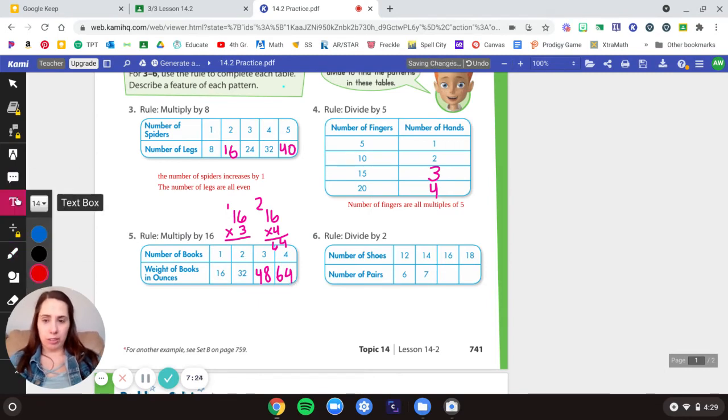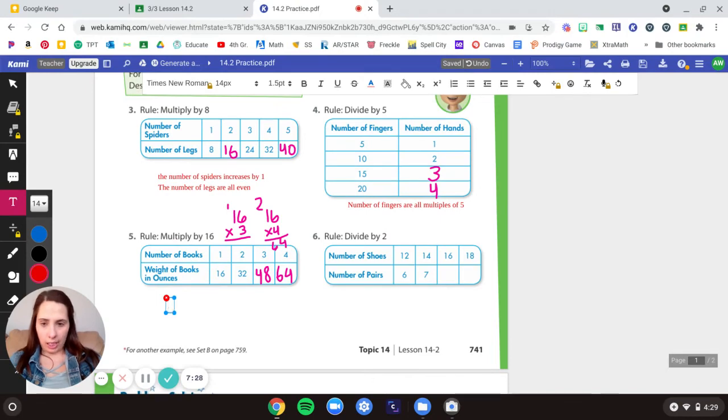What feature do you notice? Yeah, I notice that as we go through, the ounces are all even. They're all even numbers and even weights.